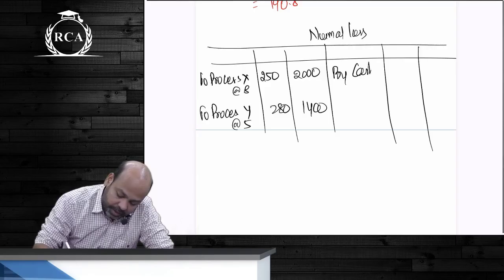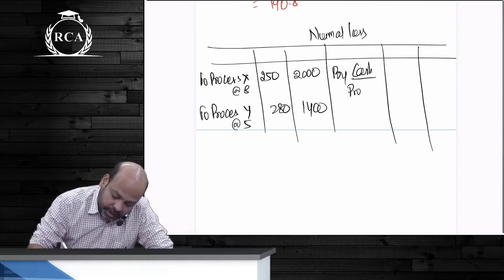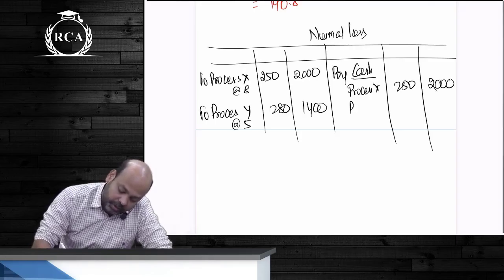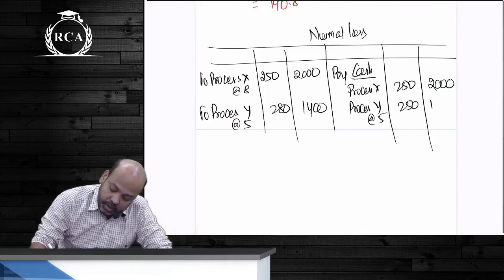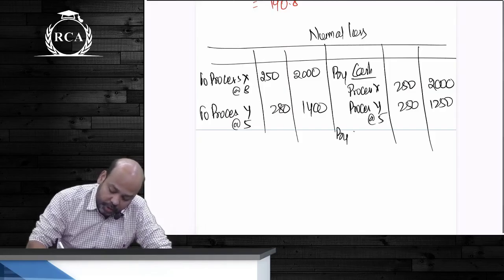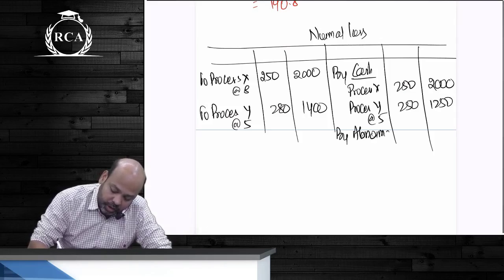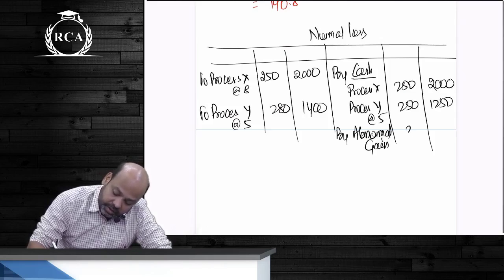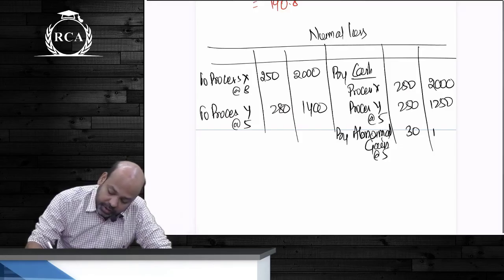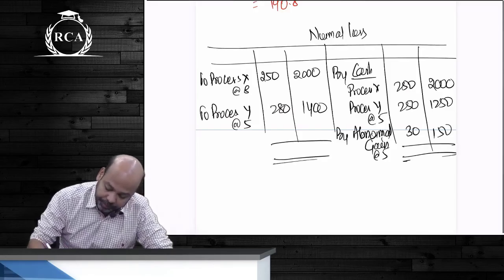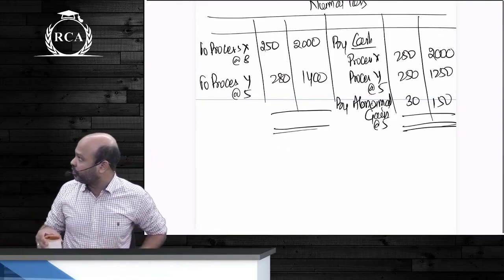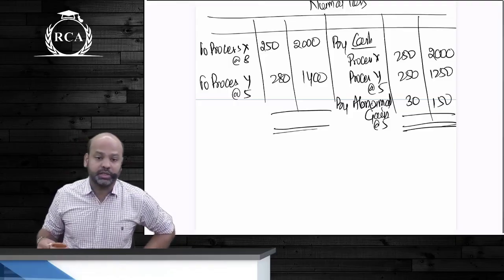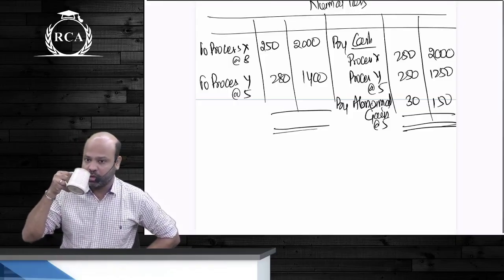When you sell, beta, you will be able to sell the entire normal loss of process X, 250 kgs, at 2000 rupees. You will be able to sell only 250 kgs of process Y. That will be 1250 because there has been an abnormal gain, and that abnormal gain, beta, will get adjusted. Scrap value of normal loss will get adjusted against that abnormal gain, guys. This will be your normal loss account. You're going to get cash only for 250 and 250 kgs. 30 kgs, beta, it will get adjusted against abnormal gain.